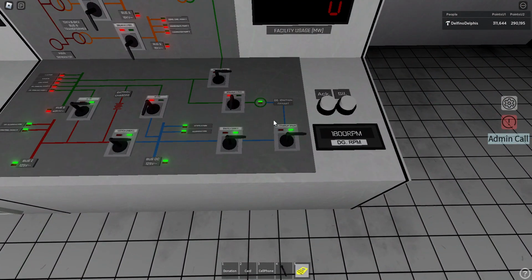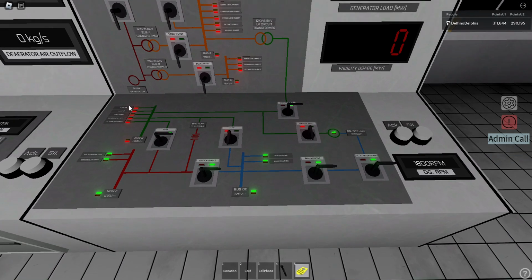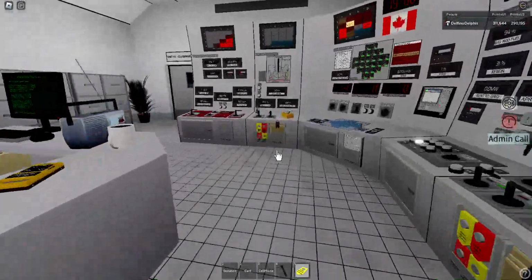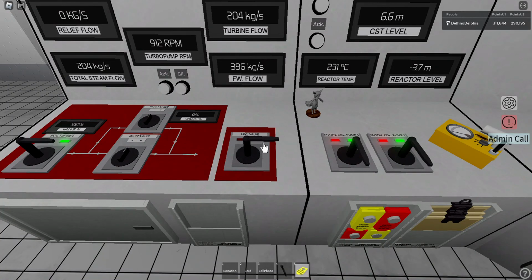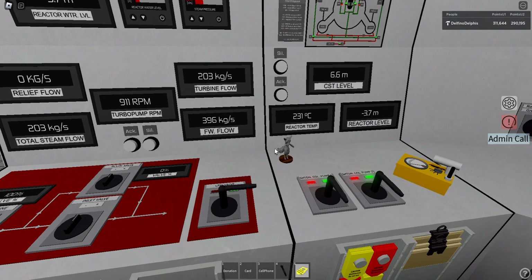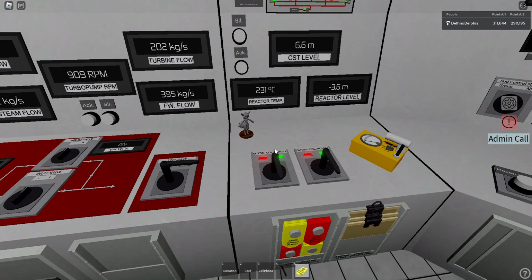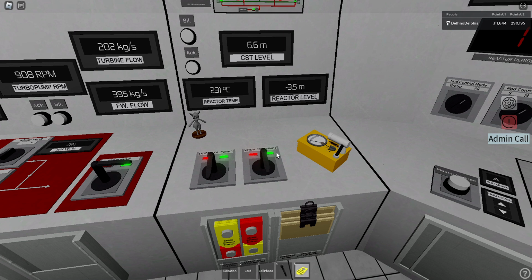Okay, diesel is now on. So now I will power the safety bus from the diesel. And this enables low pressure core injection. It works below 3000 kilopascals, so it's okay. Raise the level here quickly.